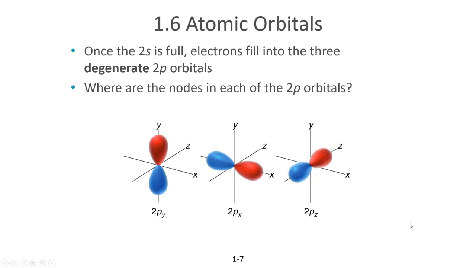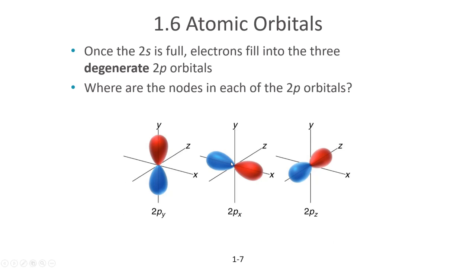Okay. Now, once you've filled up the 2s orbital, which is the only thing that makes up the 2s subshell, then we go on to the 2p subshell. And the 2p subshell consists of 3 orbitals. If we're going to give them specific names, we have the py orbital on the second subshell, so 2py, which is along the y-axis, and then we have one along the x-axis and one along the z-axis.